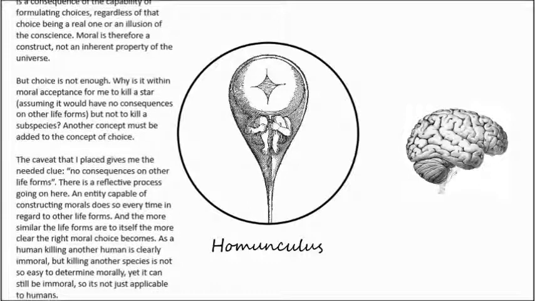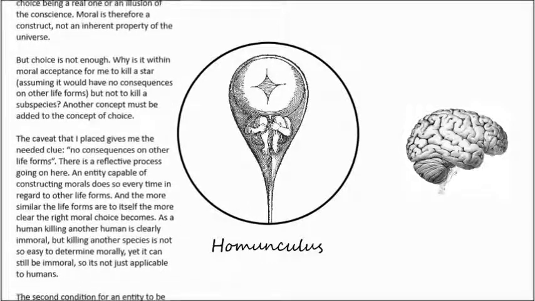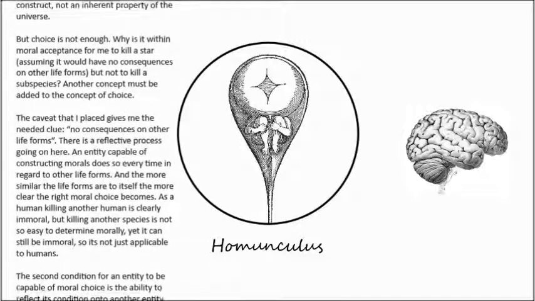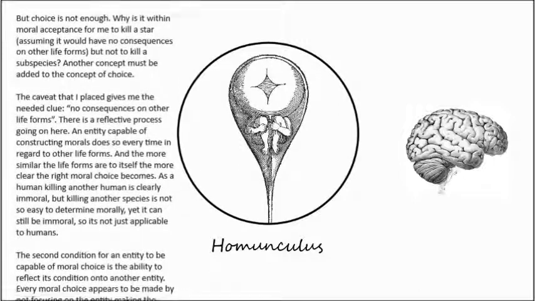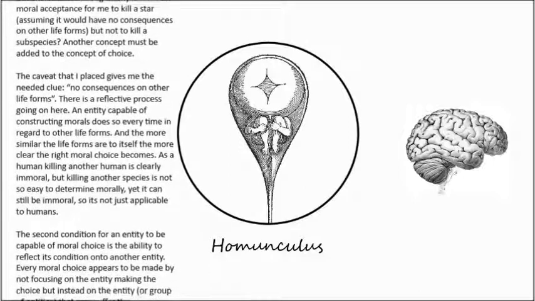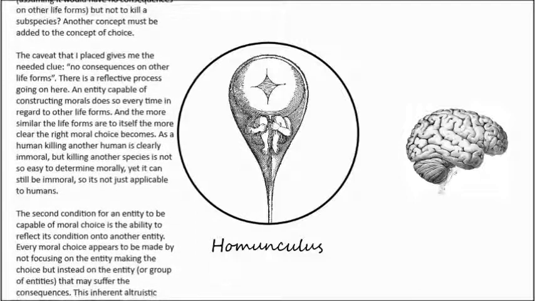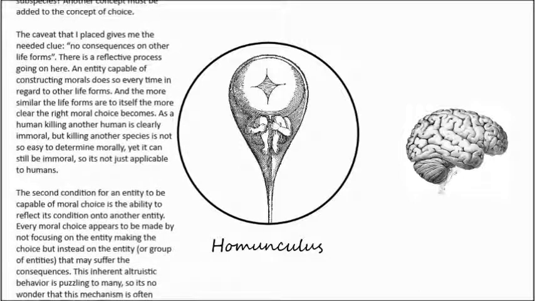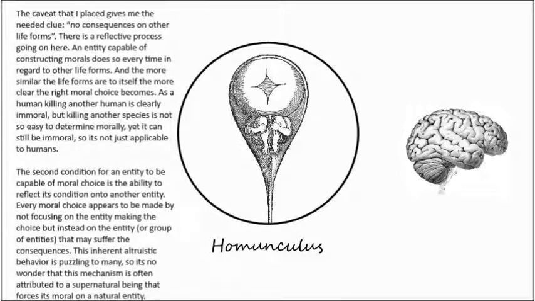There is a reflective process going on here. An entity capable of constructing morals does so every time in regard to other life forms. And the more similar the life forms are to itself, the clearer the right moral choice becomes. A human killing another human is clearly immoral, but killing another species is not so easy to determine morally, yet it can still be immoral, so it's not just applicable to humans.